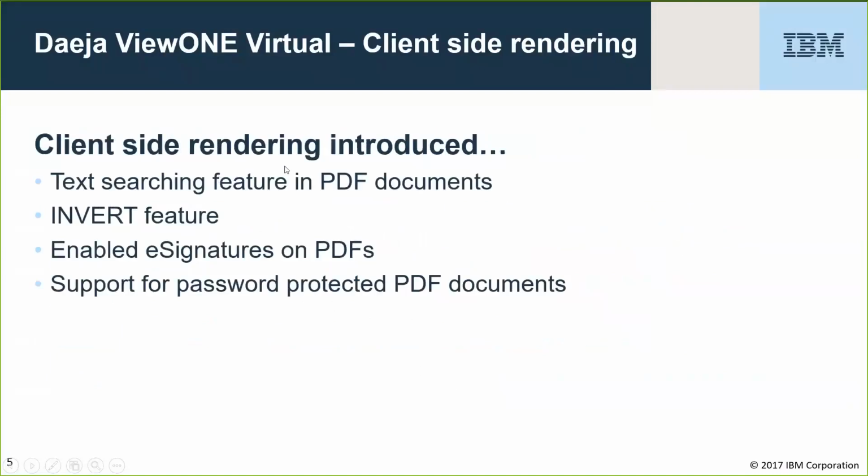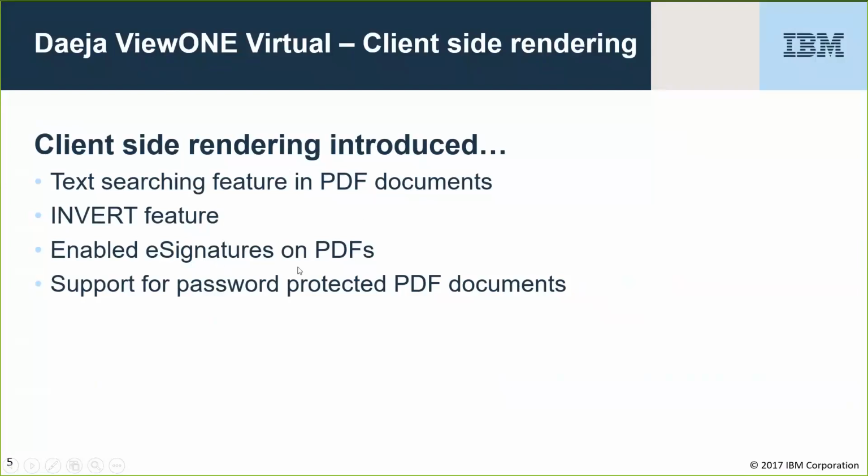Client-side rendering introduces some new features. Text searching in PDF documents: this feature adds the ability to search the text of a PDF document and display the search results visually. Invert feature: when the option to render PDF documents on the client is enabled, the ability to invert the colors of the pages in the viewer is now supported.